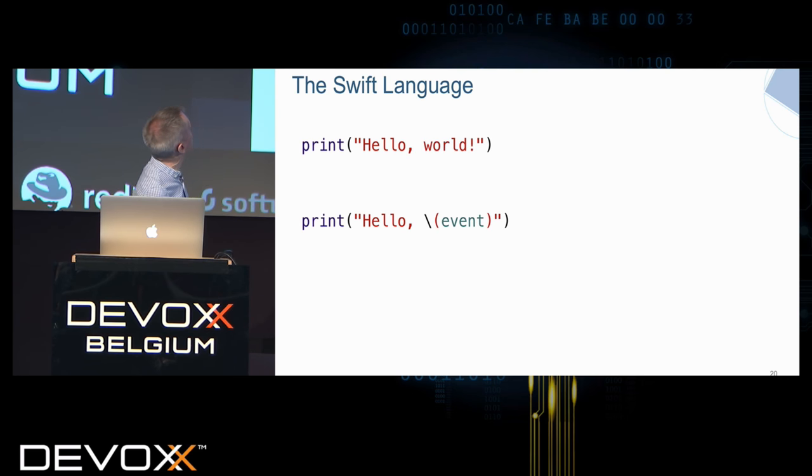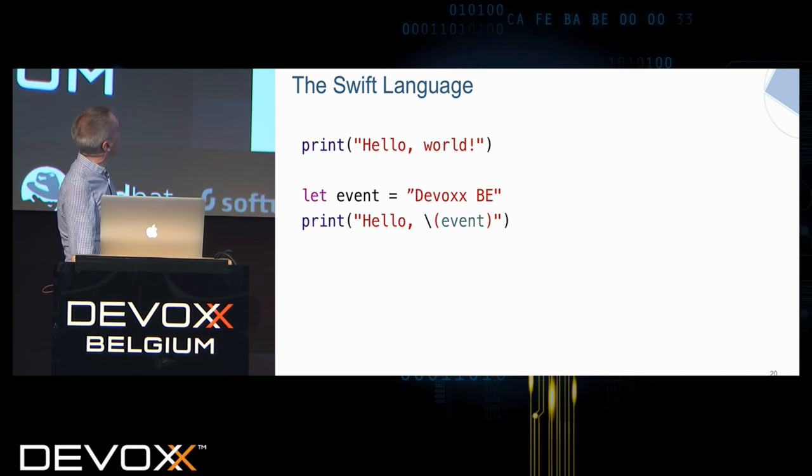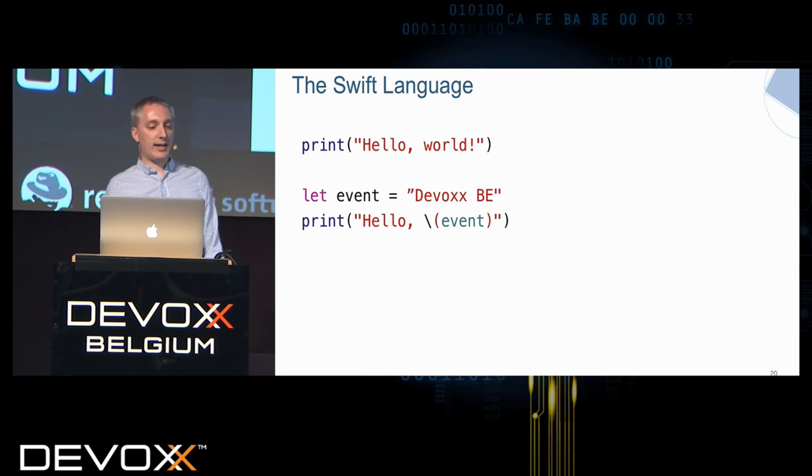Oh, that hasn't worked. So here's how you do hello world in Swift. We're just going to do a quick tour through the language. That's what hello world looks like, and that's how you define a string. You say let. The keyword let means you're defining a constant.